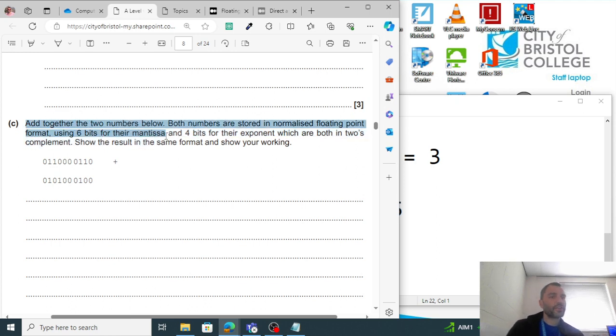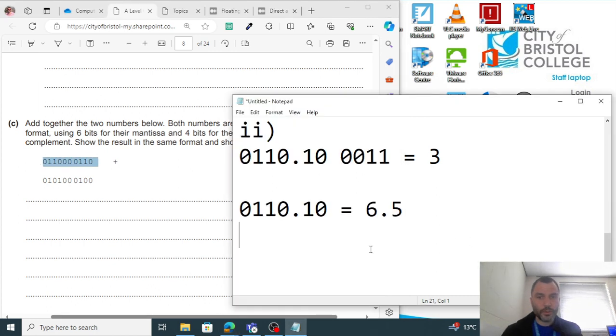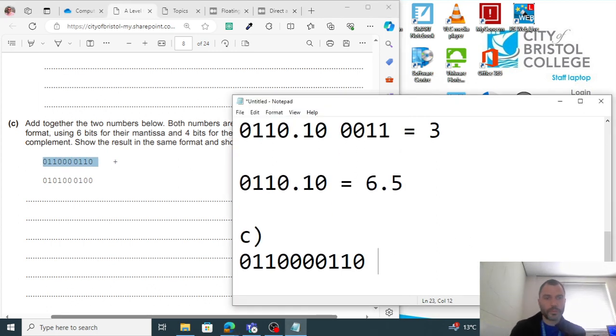You need to add together 2 numbers below, right? Both numbers are stored in normalized floating point format using 6 bits for their mantissa and 4 bits for their exponent, which are both in 2's complement. Show the result in the same format and show your working. So like what we've just done before, you're going to have to multiply these numbers out using the exponent, and then you're going to add them, right? So the first one is this one. So make sure you're writing this down on your paper if you didn't know how to do it, yeah?